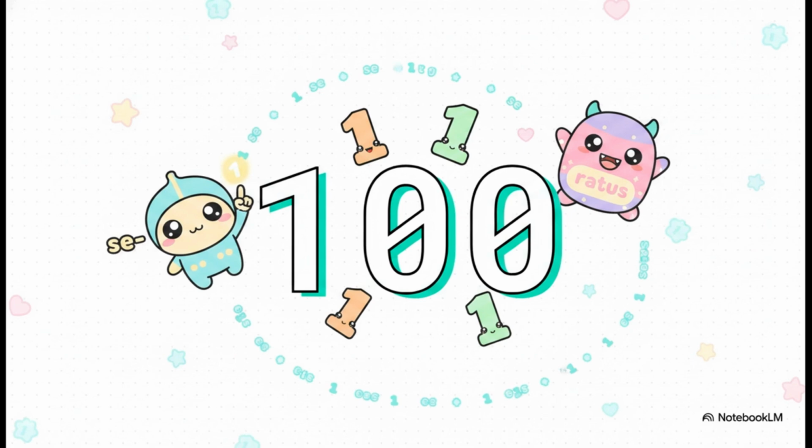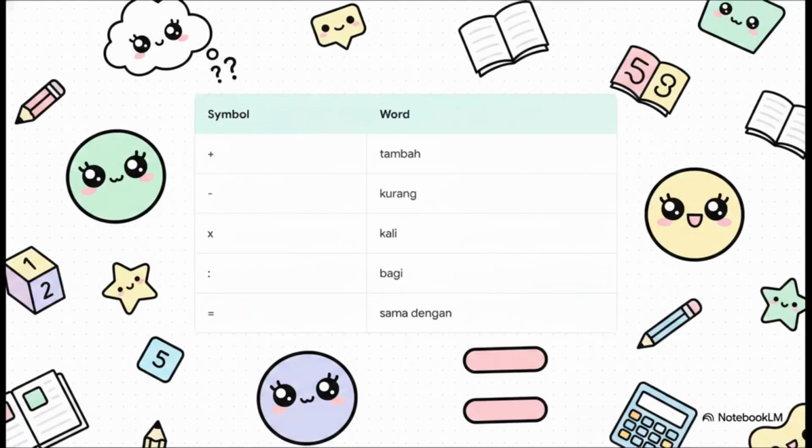How do you think you'd say 100? Yep, it's seratas. See how that se pops up again? It makes the whole system feel incredibly intuitive. Let's see how this builds into real-world application with some basic math symbols. Plus is tambah, minus is kurang, multiply is kali, divide is bagi, and equals is sama dengan.